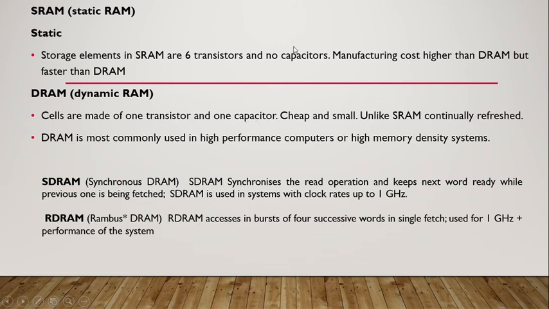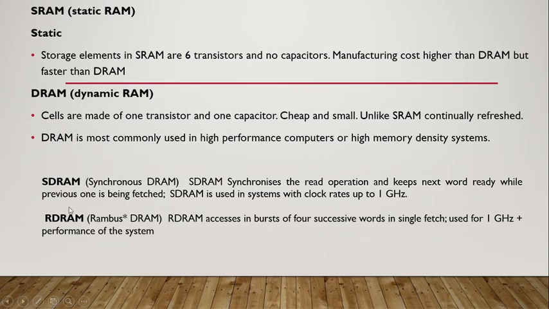Since there is no capacitor in static RAM, there is no need for refreshing, but DRAM has to be continuously refreshed. The cost is higher for static RAM because we are using 6 transistors, so the manufacturing cost is higher, but SRAM is faster than DRAM. DRAM is most commonly used in high performance computers or high memory density systems. DRAM is used in main memory systems, whereas SRAM may be used in cache memory.